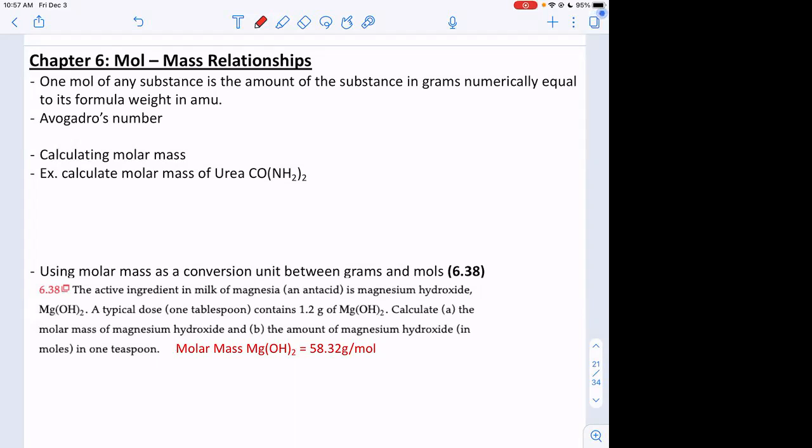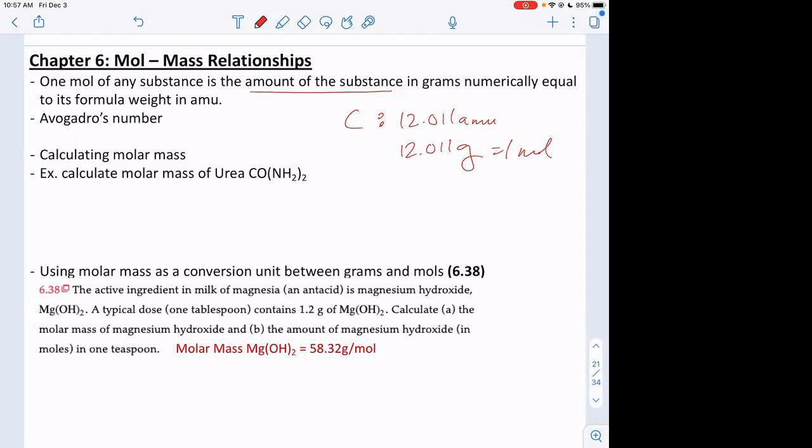1 mole of any substance is the amount of the substance in grams numerically equal to its formula weight in AMUs. So for example, if you have carbon on the periodic table, we know it's 12.011 AMUs. 1 carbon atom weighs that much. But if we have 12.011 grams of it, that's 1 mole of carbon, okay? And if you have a compound with more than one element, you just have to multiply by the subscript, the number of that atom in the compound, and then add it all up with all the different elements in the compound. And you all practice calculating molar mass, but we'll do that in a second.